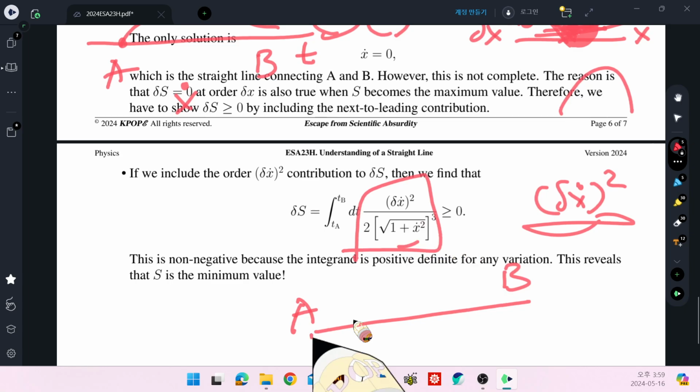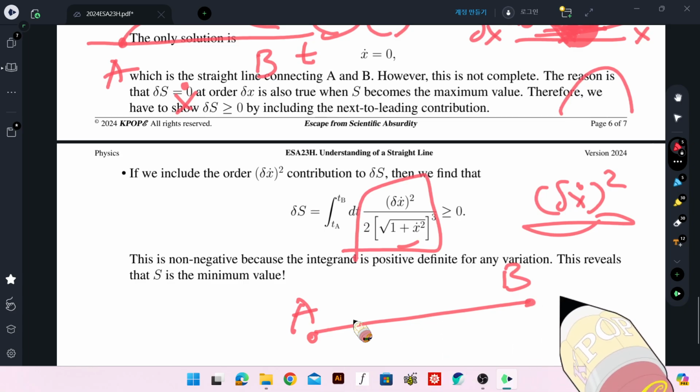Therefore, the straight line connecting A and B represents the curve that has the minimum distance from A to B.